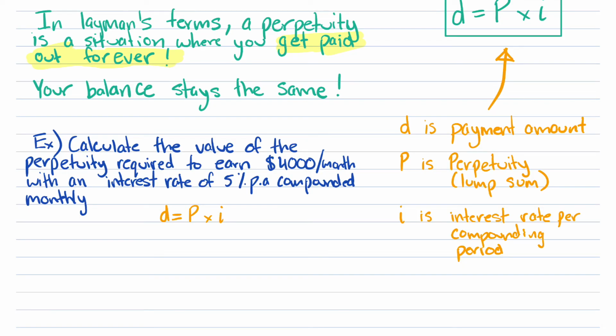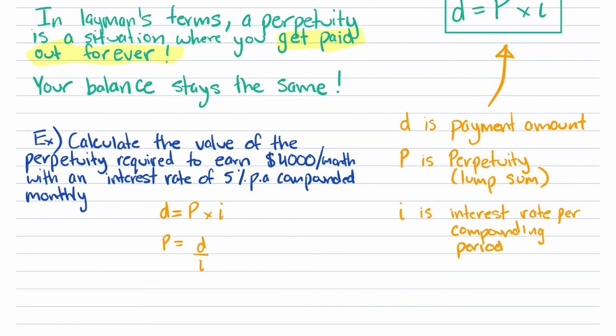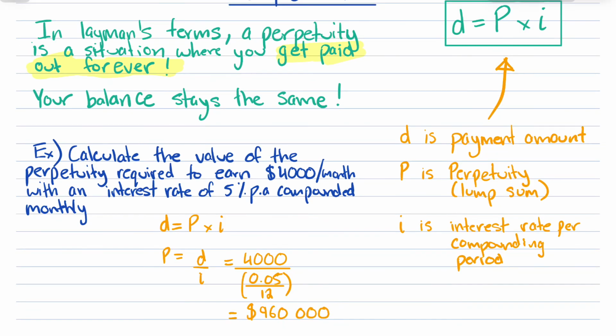Let's find out how much money someone would need to have for that situation to be a reality. So our formula is D equals P times I. In this case, we're going to rearrange it. So we're going to move the I over to the other side and divide. So we've got P is equal to D divided by I. And then when we plug in D as 4,000 and we plug in the interest rate as 0.05 over 12, being careful to put the interest rate in brackets so that we're dividing that whole thing into 4,000. When we do that, we get 960,000.